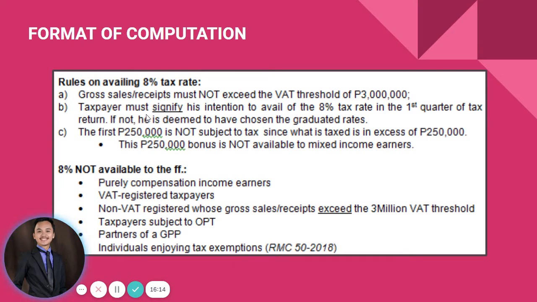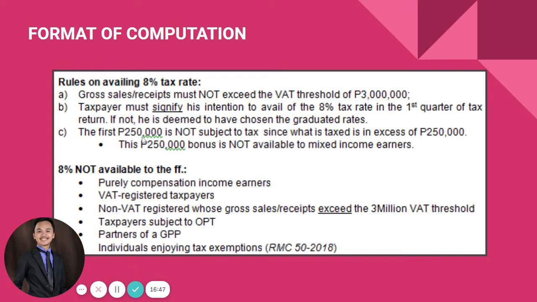Another is the taxpayer must signify his intention to avail of the 8% tax rate in the first quarter of the tax return. If not, he is deemed to have chosen the graduated rates. So kung may intention na to use the 8% preferential tax rate, then therefore it should be signified in the first quarter of the tax return. Unless, then the assumption would be graduated tax rates ang gamitin.